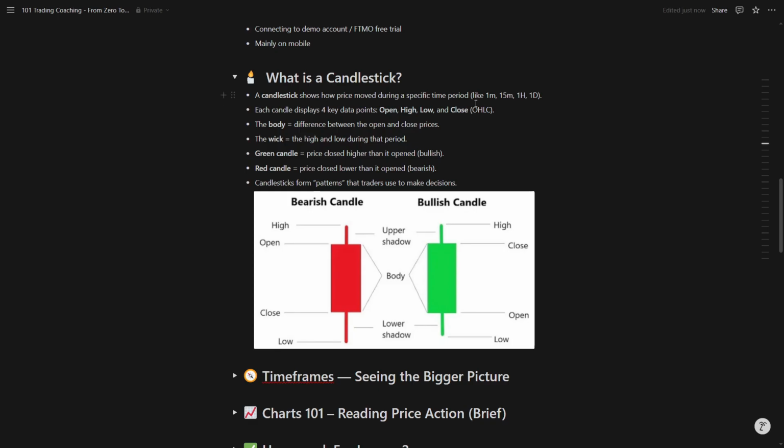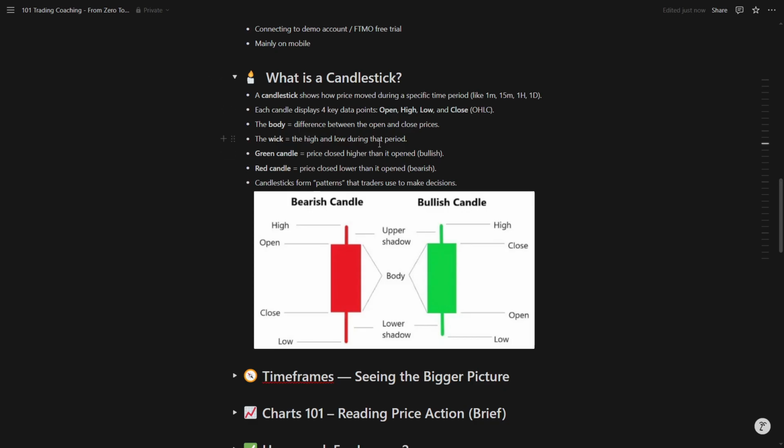So basically a candlestick shows how price moved during a specific time period, like during the 1 minute candlestick or the 15-minute or the 1 hour or the daily. Each candle displays 4 key data points: the open, the high, the low, and the close. The body is the difference between the open and the close prices, and the wick is the high and the low during that period.